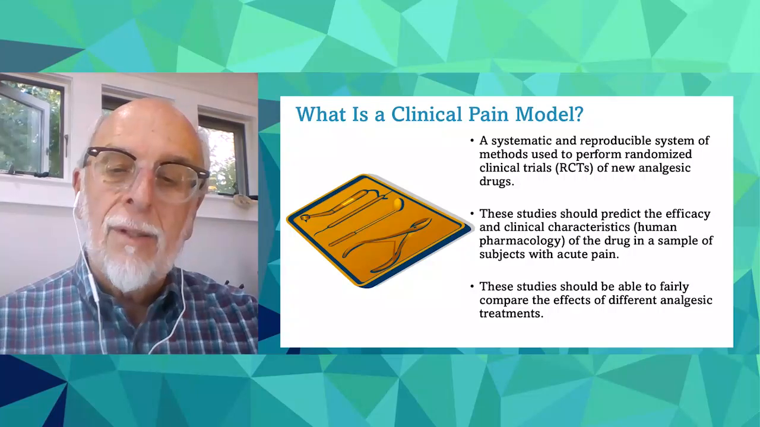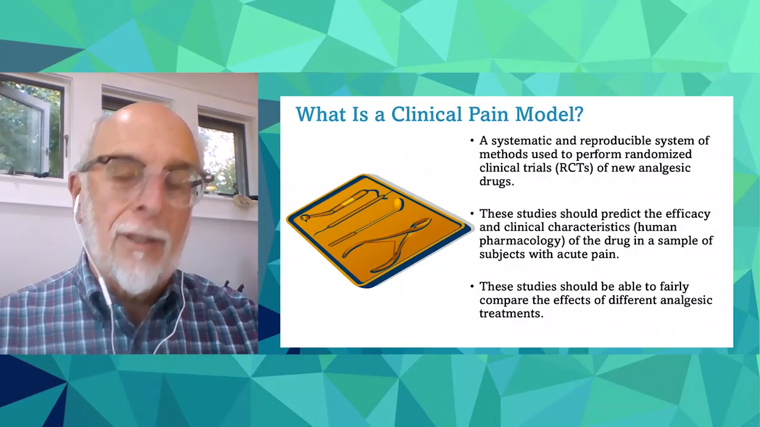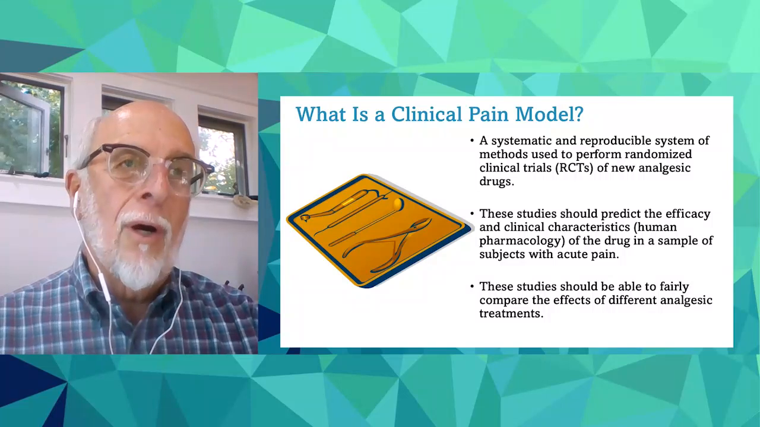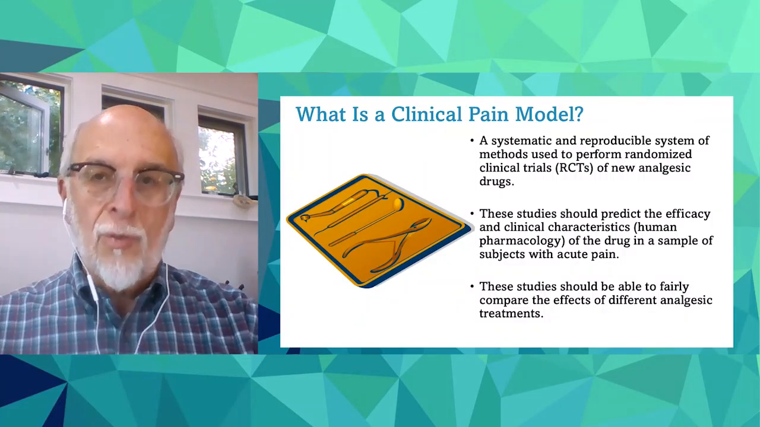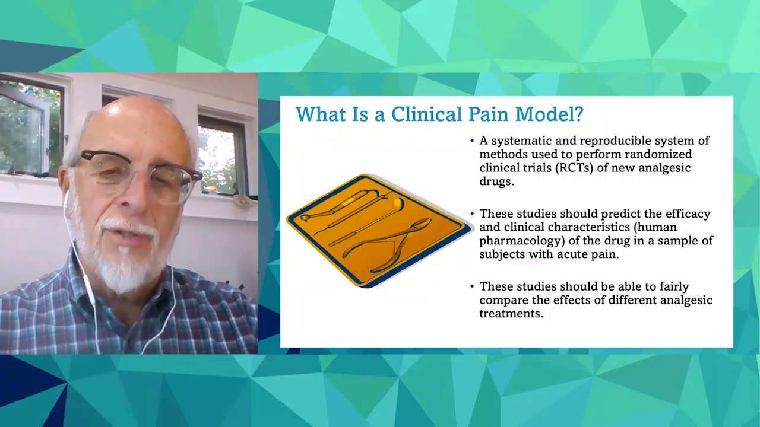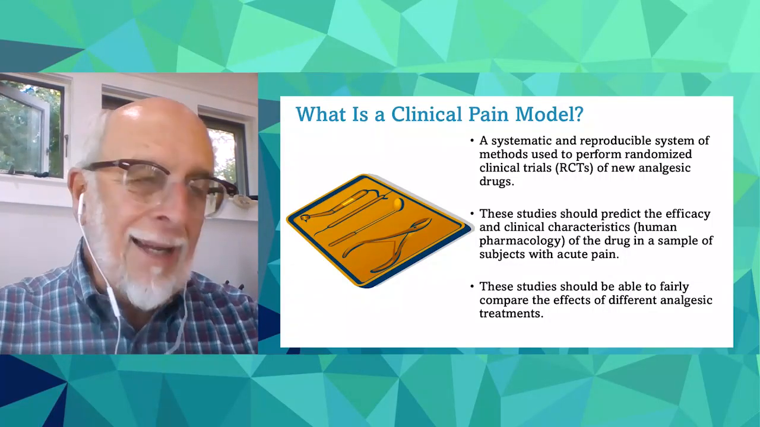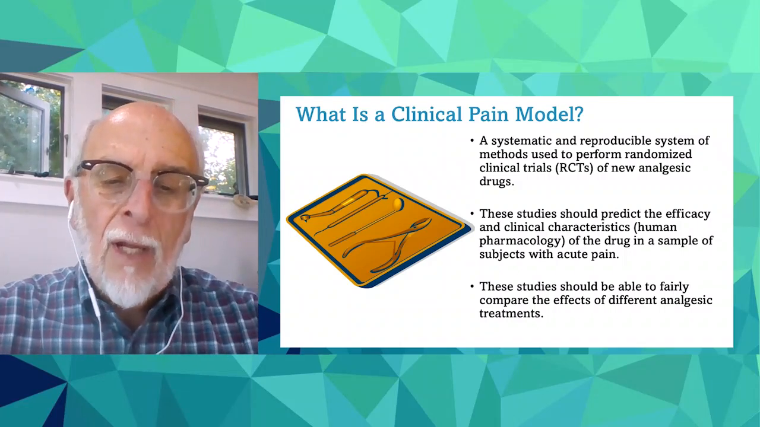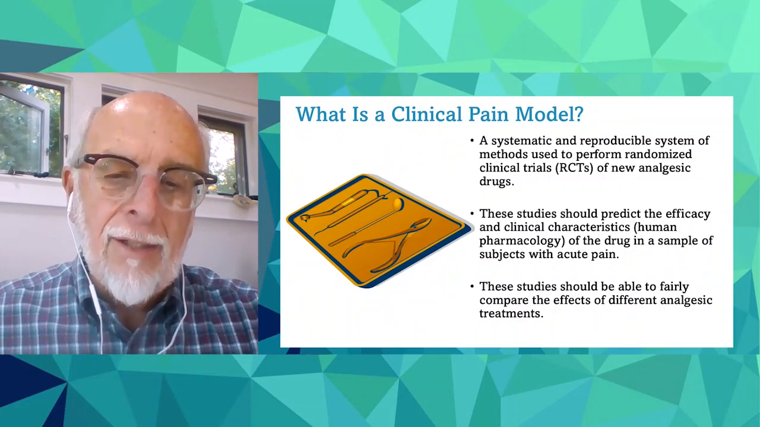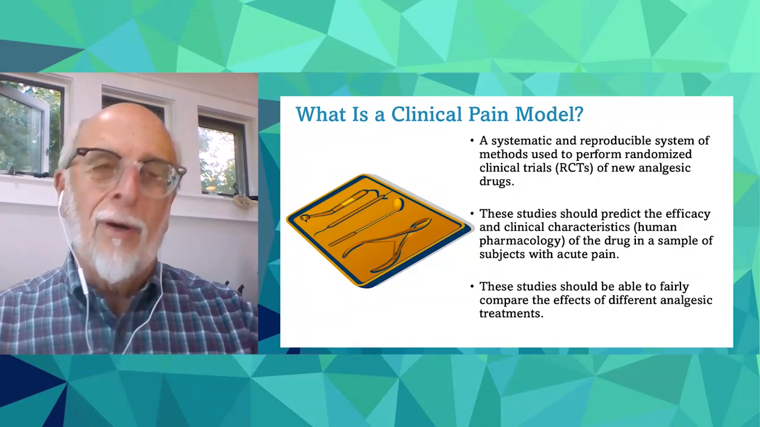Those studies should predict the effectiveness, the efficacy, and the clinical characteristics of that drug. In this smaller group, a couple of hundred patients, who are having acute pain in dental impaction surgery, it's after the local anesthesia wears off. Finally, these studies should be able to compare the effects of different analgesic drugs.